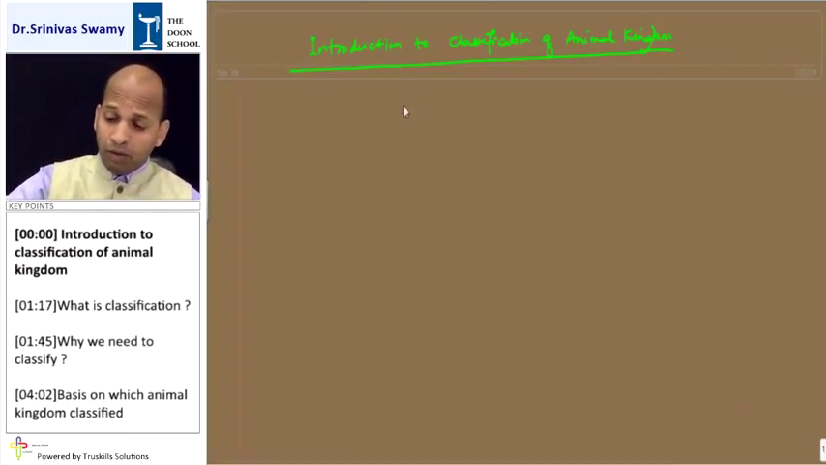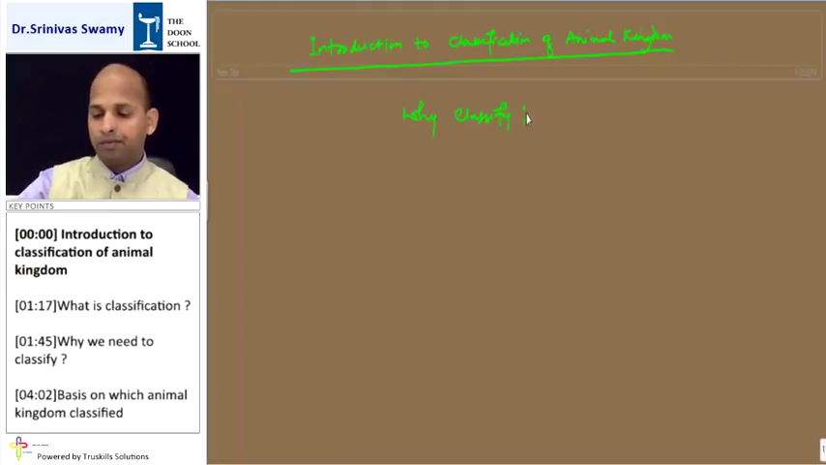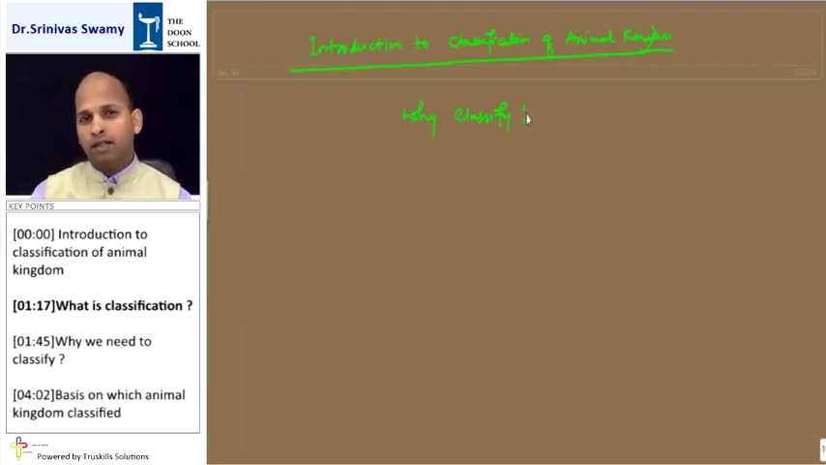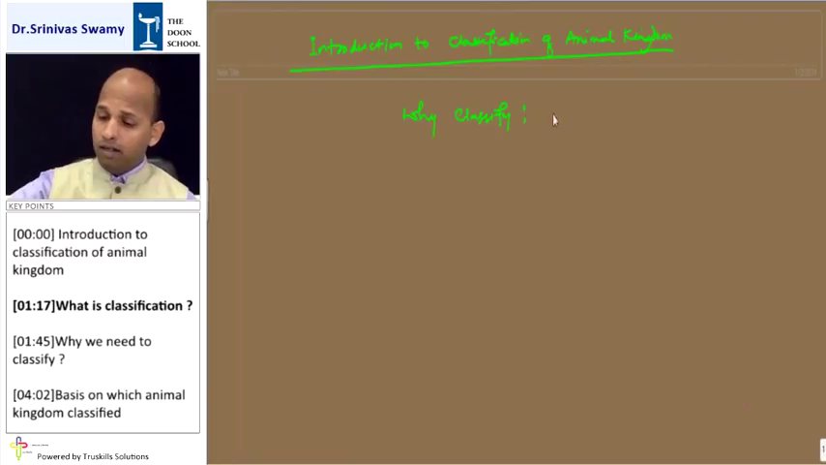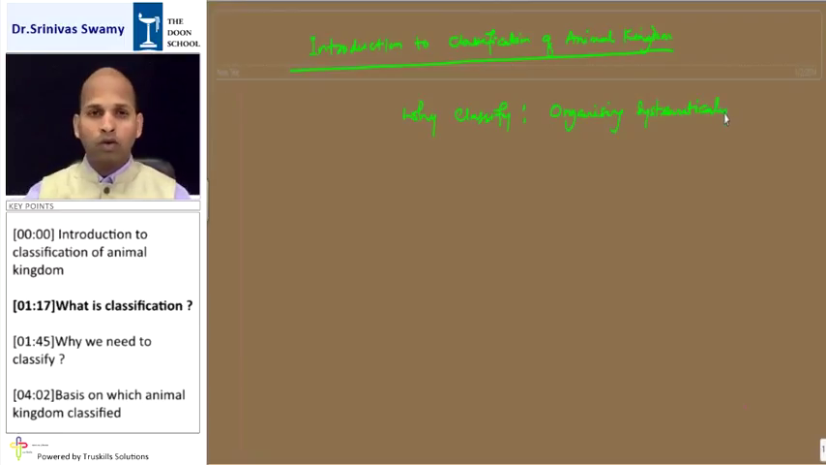So, as usual, I would like to start with a question: why we need to classify the animal kingdom, or so to say the plant kingdom, which we have classified as well. So let's start with what is classification, then we'll come to why classification. What is classification? Classification is organizing identified organisms systematically into groups, isn't it?